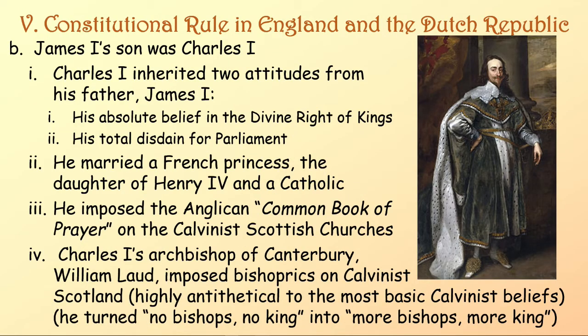James I's son was Charles I, and Charles I inherited 2 attitudes from his father, James I. Number 1, his absolute belief in the divine right of kings, and number 2, his total disdain for Parliament. He married a French princess, the daughter of Henry IV, and of course, a Catholic, and he imposed the Anglican Common Book of Prayer on the Calvinist Scottish churches. Charles I's Archbishop of Canterbury, William Laud, imposed bishoprics on Calvinist Scotland, highly antithetical to the most basic of Calvinist beliefs. And he turned that phrase, no bishops, no king, into more bishops, more king.